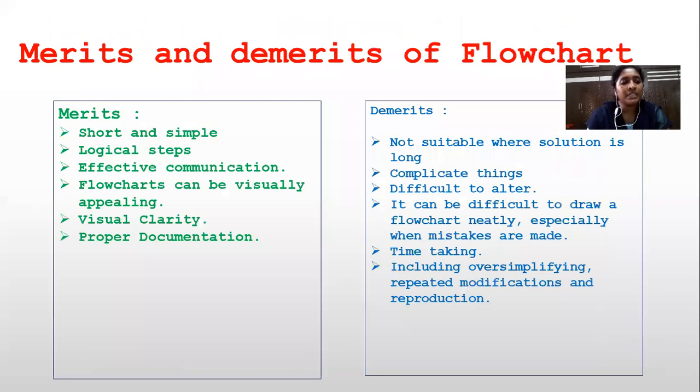Now coming to the merits and demerits, it is short and simple. Logical steps, effective communication, flowcharts can be visually appealing, and then visual clarity, proper documentation, because when we see the picture, it will be very clear rather than the instructions or a paragraph. So it is more understandable than the algorithm. Now coming to the demerits, including oversimplifying, repeating modifications, and reproduction. It can be difficult to draw a flowchart neatly, especially when mistakes are made. It is also difficult to draw the flowchart when it is big.